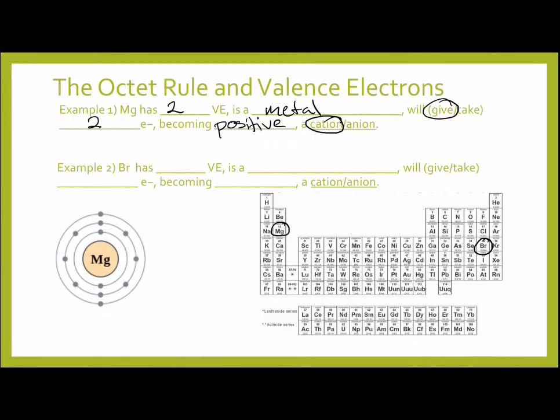So find bromine. It's a group 7 element. This means that it has 7 valence electrons. Since it's on the right side of the periodic table, this means that it is a nonmetal. And nonmetals take electrons. So it's going to take 1 electron and become negative. And bromine is an anion.